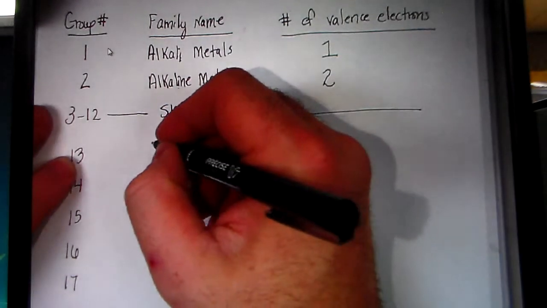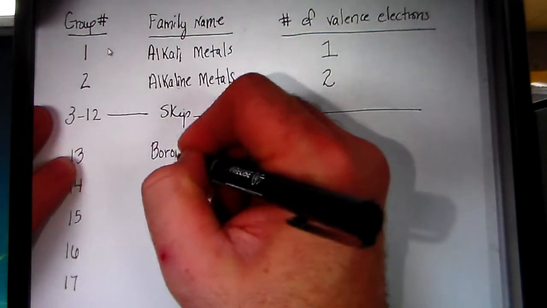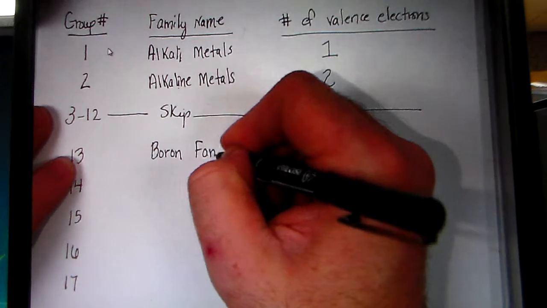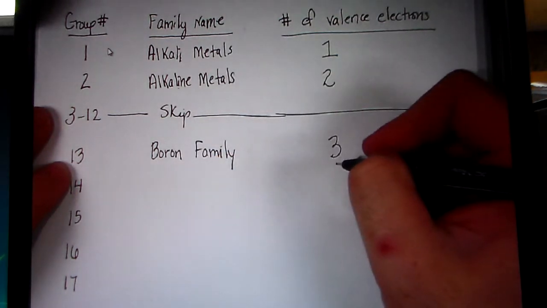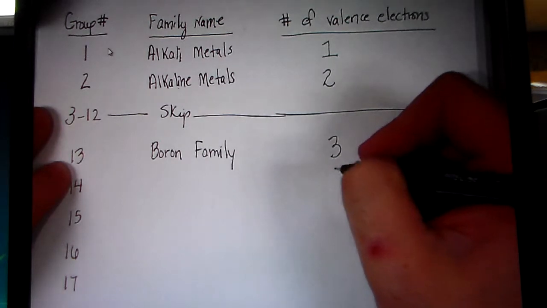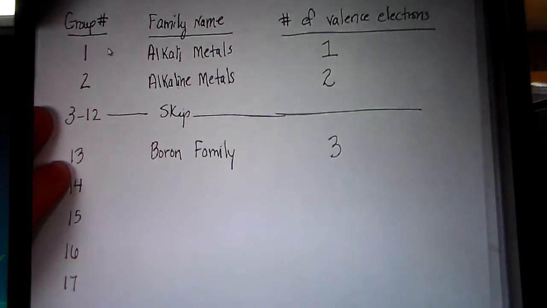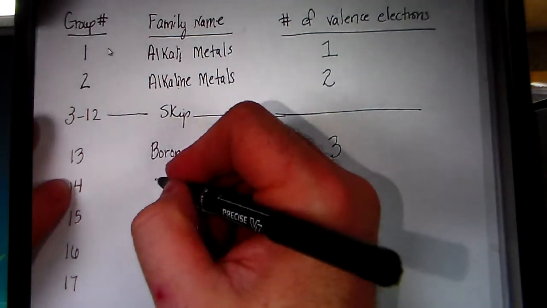Group 13, named for the first element in the group, the boron family, which has 3, not 13, has 3 valence electrons in the outermost shell. Not a total of 3, the outermost shell only has 3.